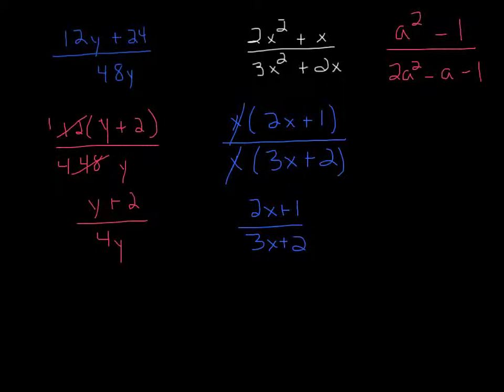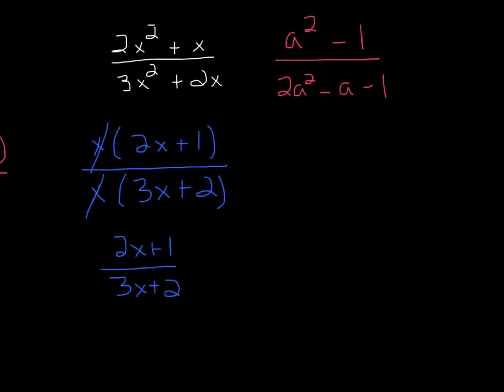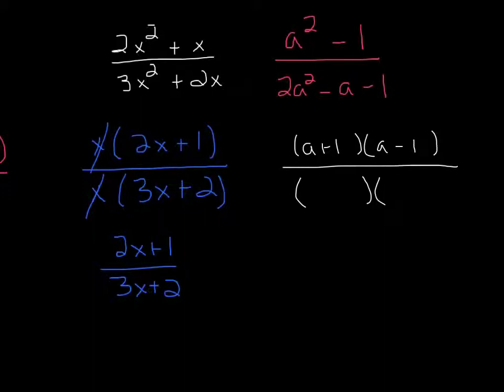Alright, let's see if I can move this over just a hair so I can do this last one. I'm going to blow it up a little bit. Alright, so on the top we have a difference of 2 squares, right? So that's going to be a plus 1 and a minus 1. And on the bottom, let's see how we figure this one out. We got a 2a and an a, and we know we need a positive and a negative 1 because we got to multiply to be negative 1, and we want the 2 to be bigger. So let's put the negative there, and we'll put the positive there.